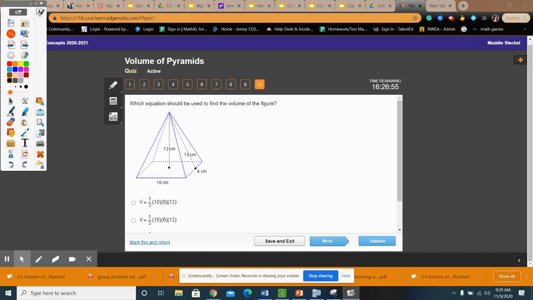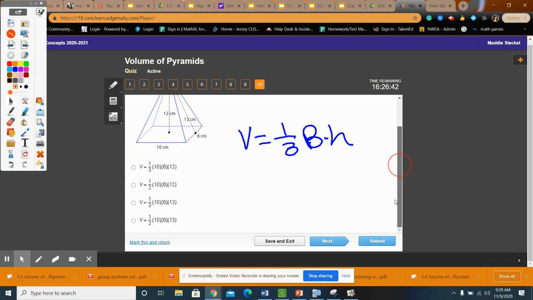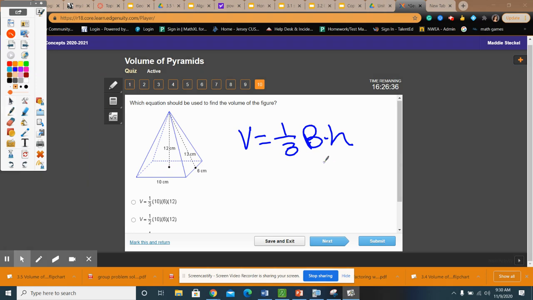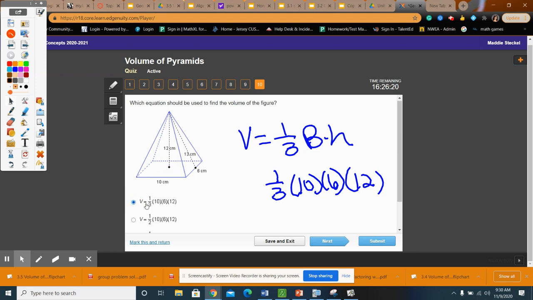Okay, last one. Plug this in. Okay, they're using 1/3. So it's 1/3 big B times H. Is there only one that has 1/3? No, there's 2. So it's one of these 2. Big B is area of the base, which will be 10 by 6. So that's going to be 10 times 6. And then what height do I use? Don't use the slant height. Use the 12. So 10, 6, and 12 with the 1/3. For me, that's the top one. Okay? That should be all of them.